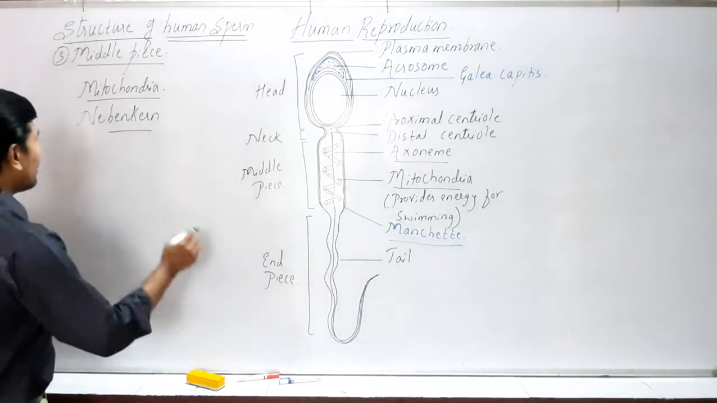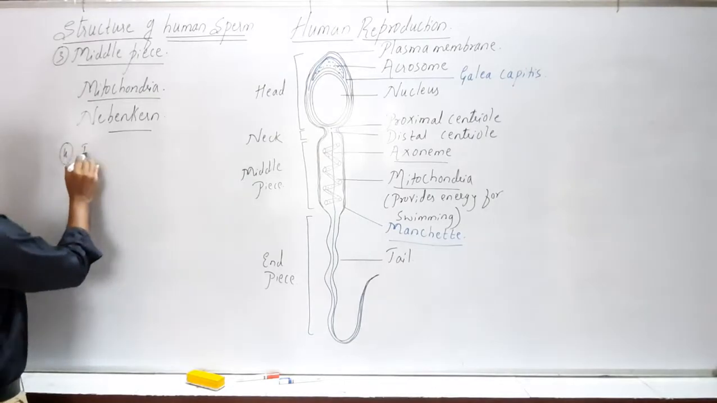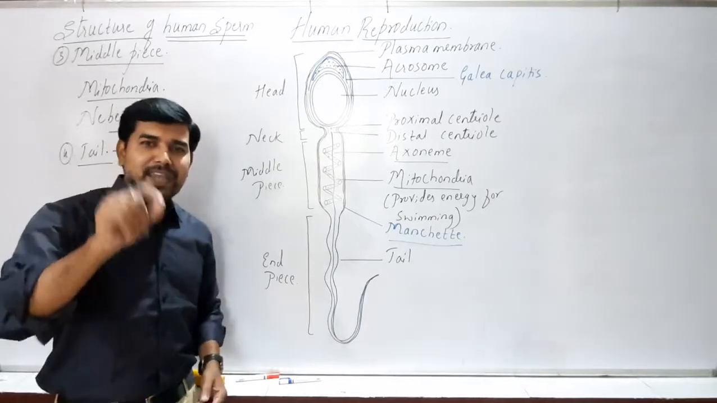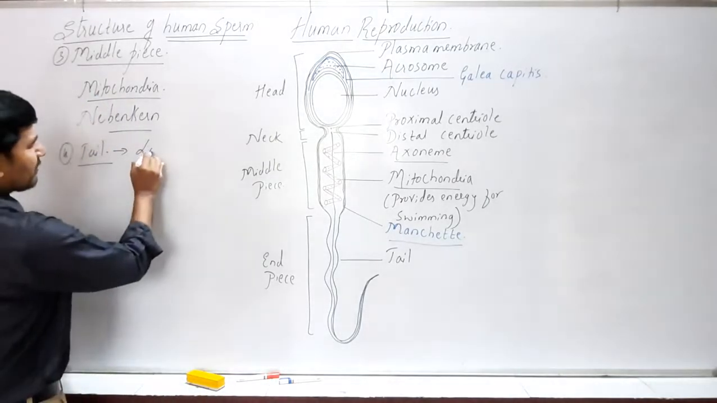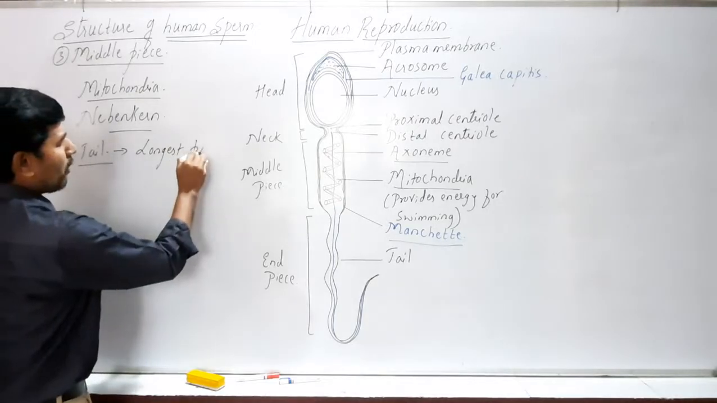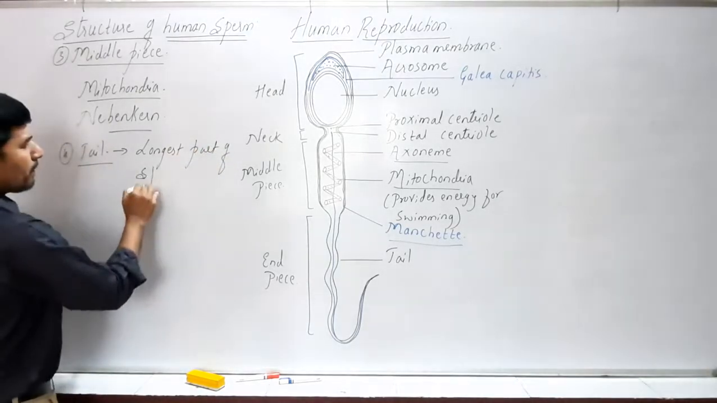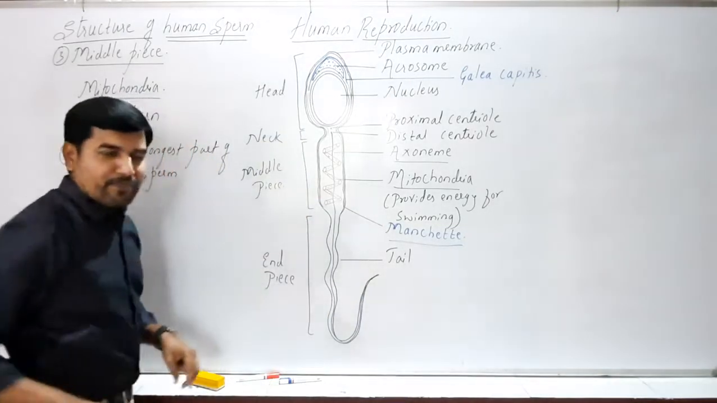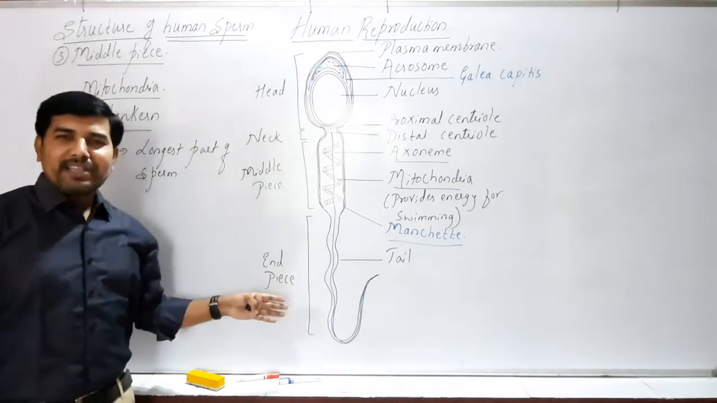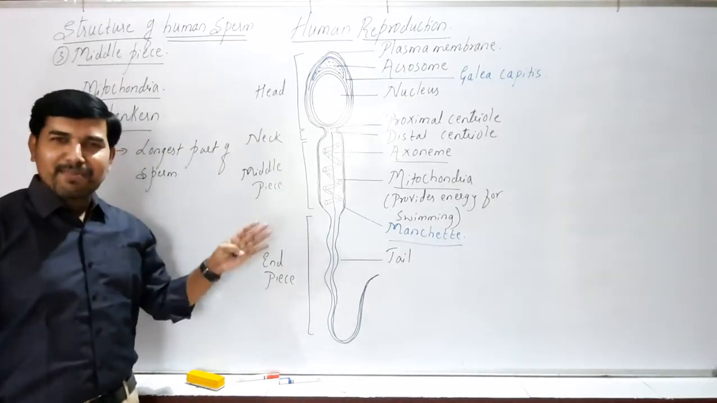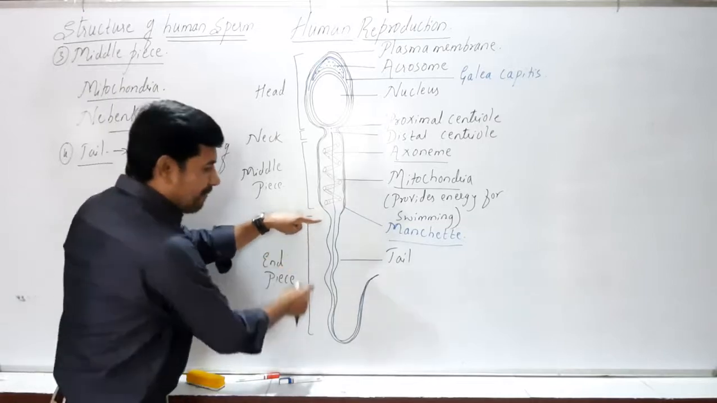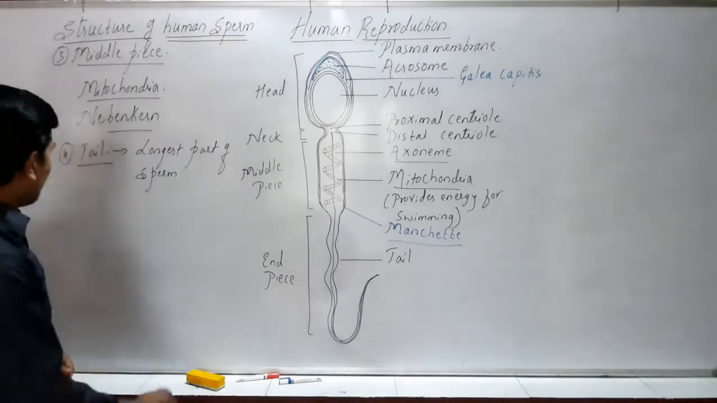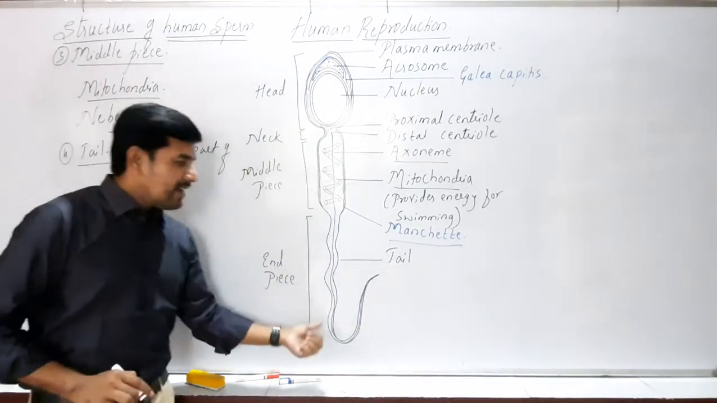The next part is called the tail. So the last one is the tail. Tail is the last part and it is the longest part of the sperm. Its length is more than the rest of the parts. As we discussed, suppose the length of the sperm measures around 60 micrometer, as it is a microscopic structure, out of that 50 micrometer is of the tail region only, and hence the tail is the longest part of the sperm. Now, what is the function of this tail?